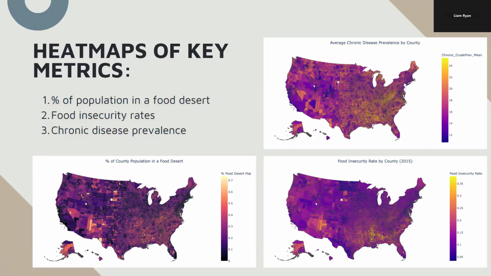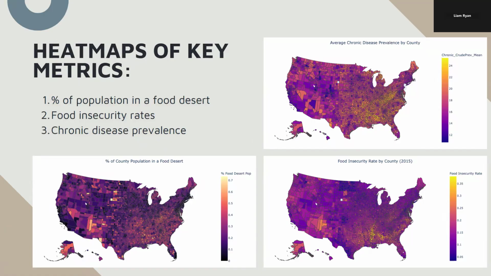Before splitting the data, we performed exploratory analysis on all three datasets. We identified key metrics for each, for example, food desert population, food insecurity rate, and average chronic disease prevalence, and plotted them as county-level heat maps across the US.